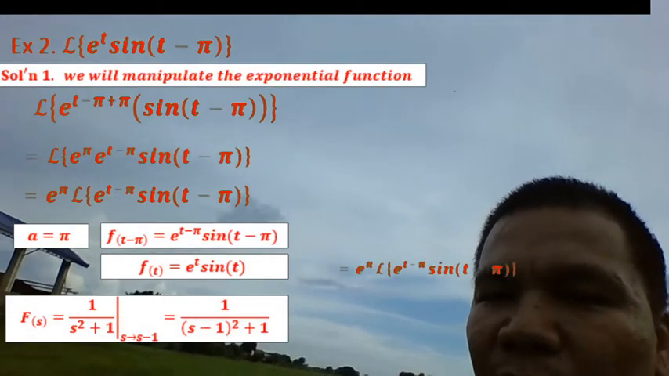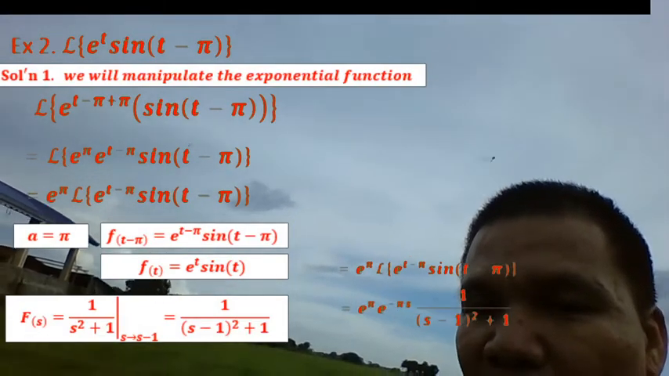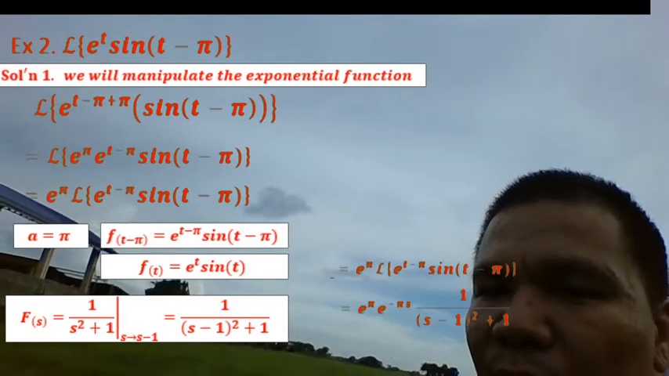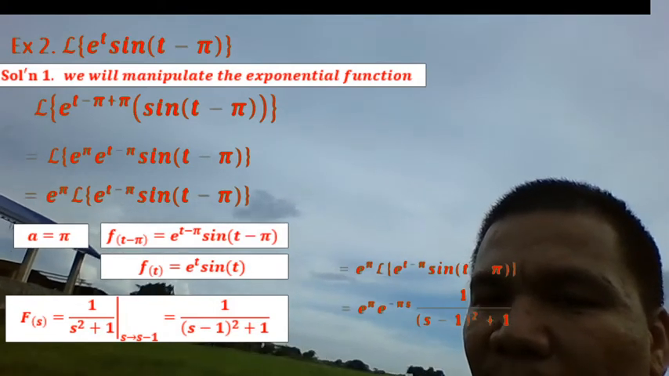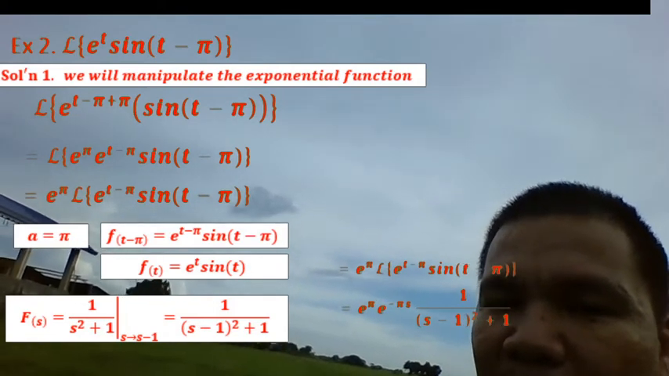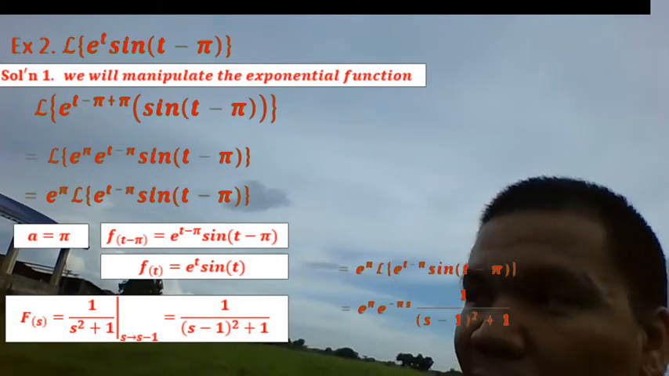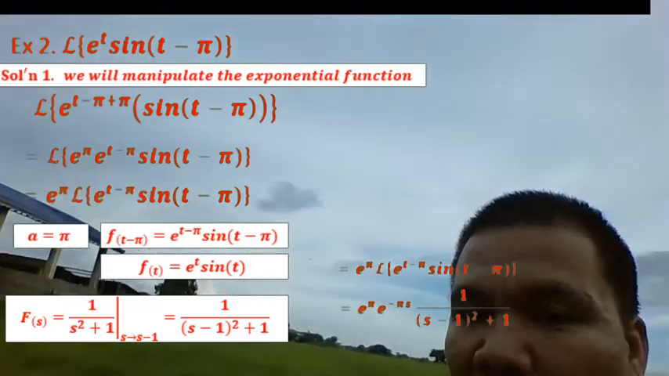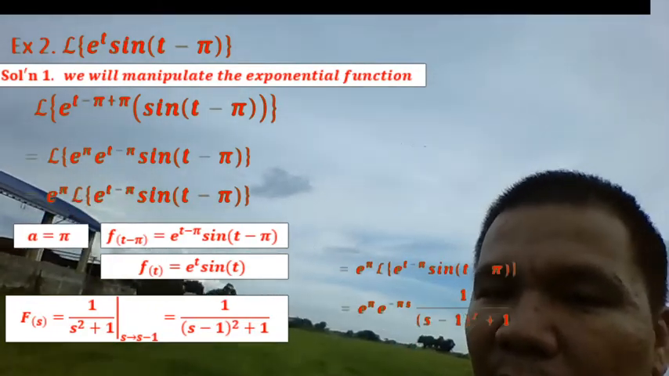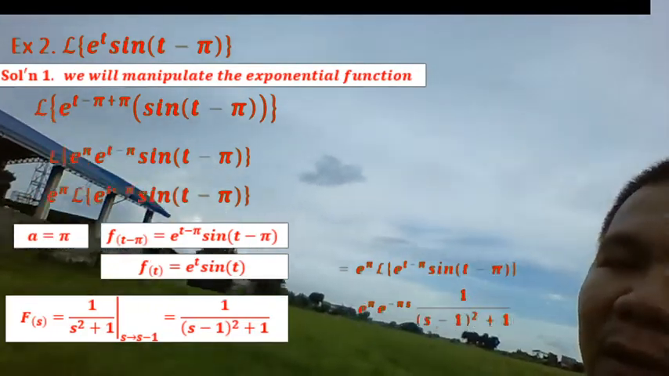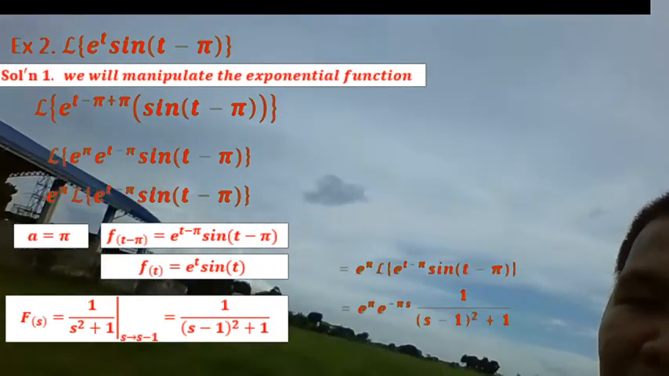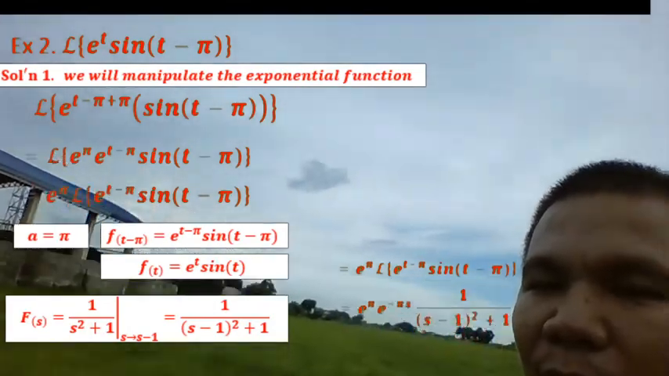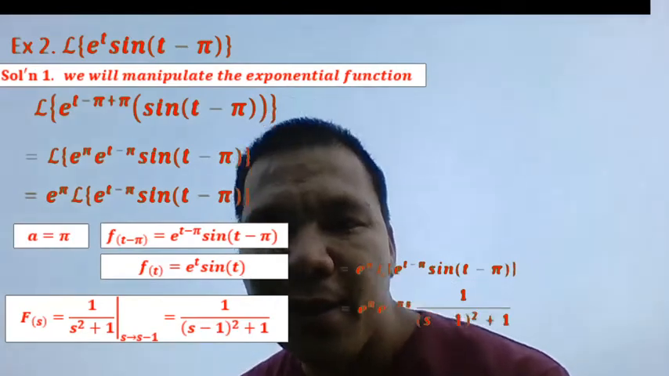Now, if you substitute a to your e raised to minus as, that becomes e raised to pi multiplied by e raised to minus pi s multiplied by 1 all over s minus 1 quantity squared plus 1. Right. Now, let's proceed.